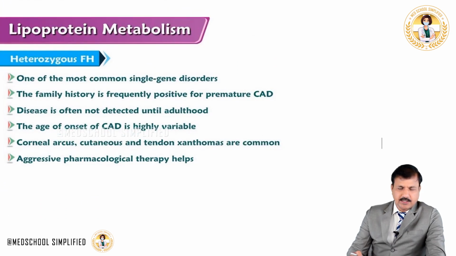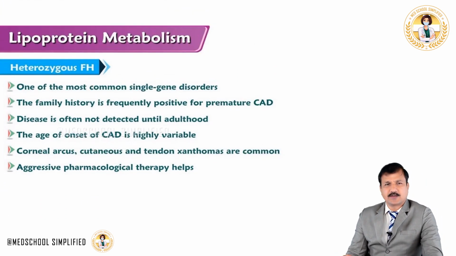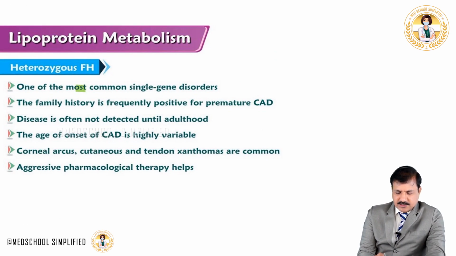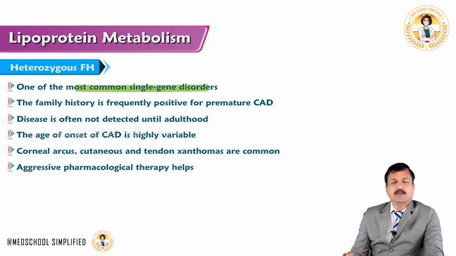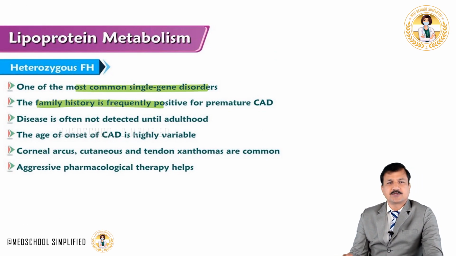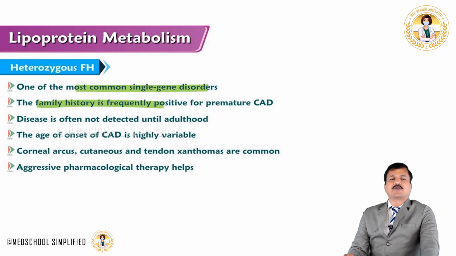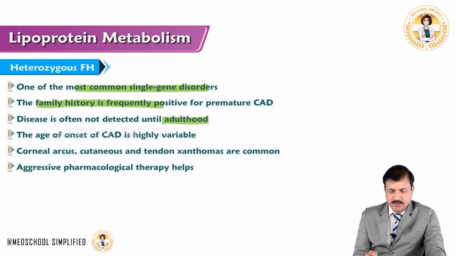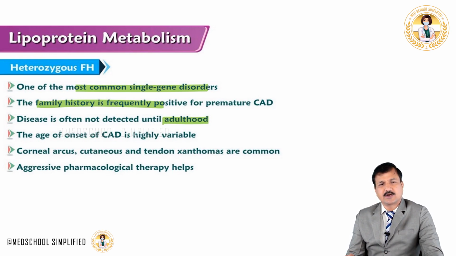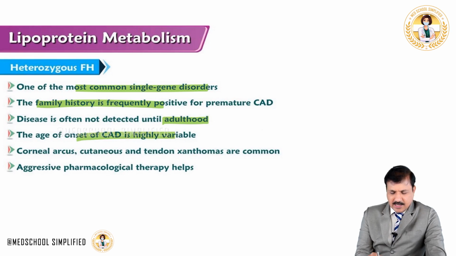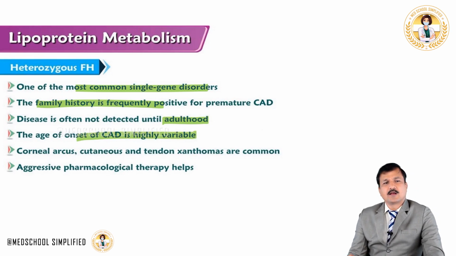Now coming to heterozygous familial hypercholesterolemia. It is the most common single gene disorder. Again, positive family history is present. The disease is often not detected until adulthood. That means compared to the homozygous condition, this is less severe. Age of onset can be highly variable.